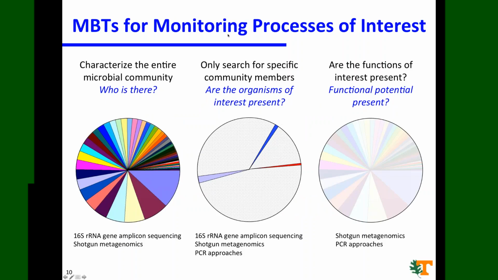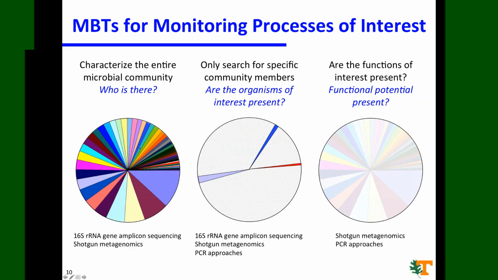Okay, so now think about the application. This is just a schematic. These are not real data. But you can go to an environment, take a sample, and ask the question, who is there? You basically characterize the entire microbial community, and then you have a very good overview of who is there. This can be accomplished by metagenomics or amplicon sequencing. I'm going to talk about these specific tools next week.